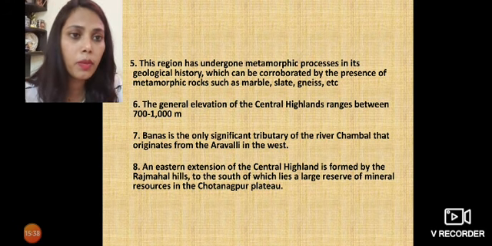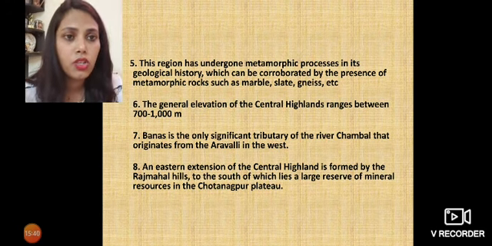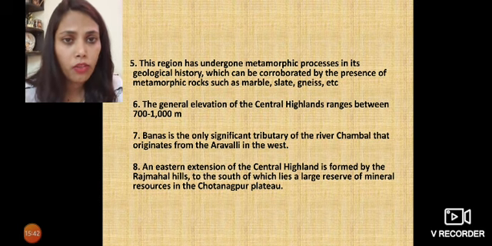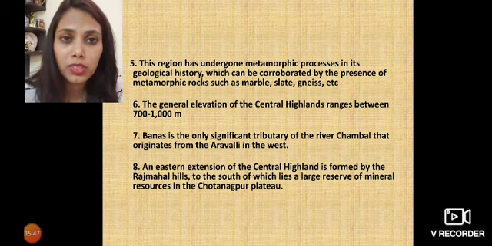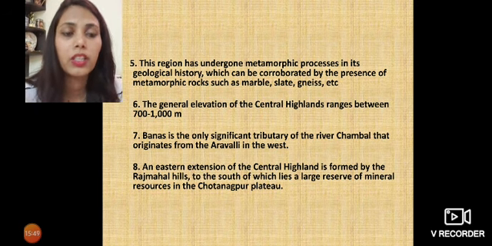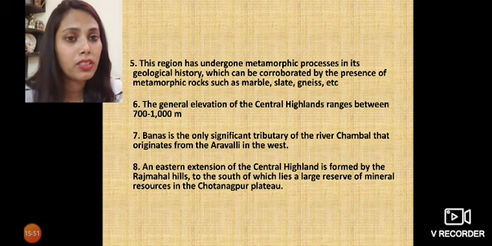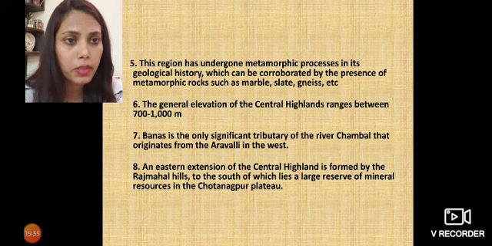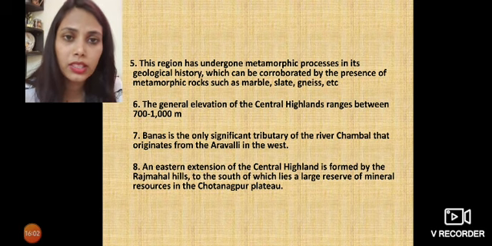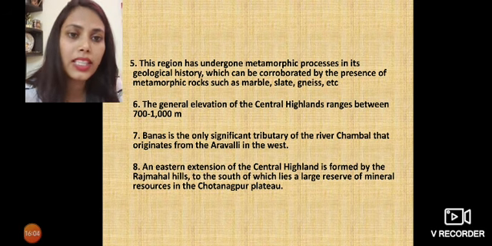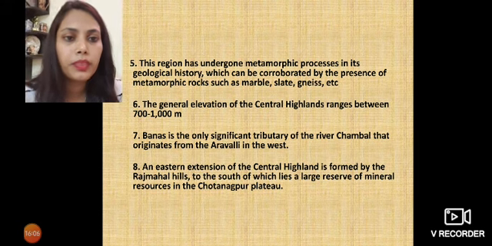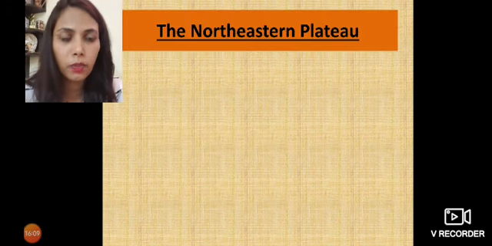This region has undergone metamorphic processes. So that is why we have the metamorphic rocks here. So in the Central Highlands, there are metamorphic rocks. Rocks are of three types: sedimentary, igneous and metamorphic. So in this part of the Peninsula Plateau, the Central Highlands, we have the metamorphic rocks, that is marble, slate. These are found here. The range is 700 to 1000 meters. Banas is the river flowing through the Central Highlands. Then Rajmahal Hills also part of Central Highlands.